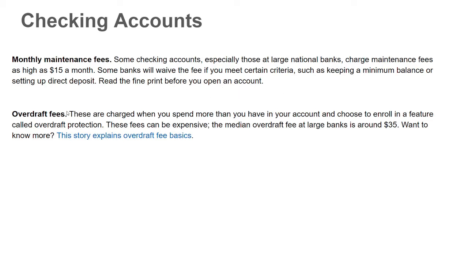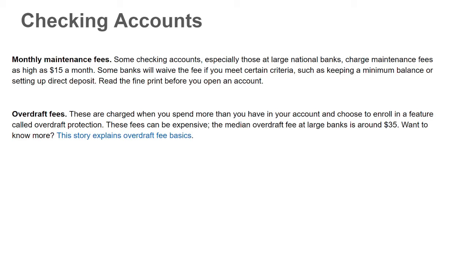And overdraft fees. These are charged when you spend more than you have in your account and choose to enroll in a feature called overdraft protection. These fees can be expensive. The median overdraft fee at large banks is over $35. So basically, this is spending money you don't have.